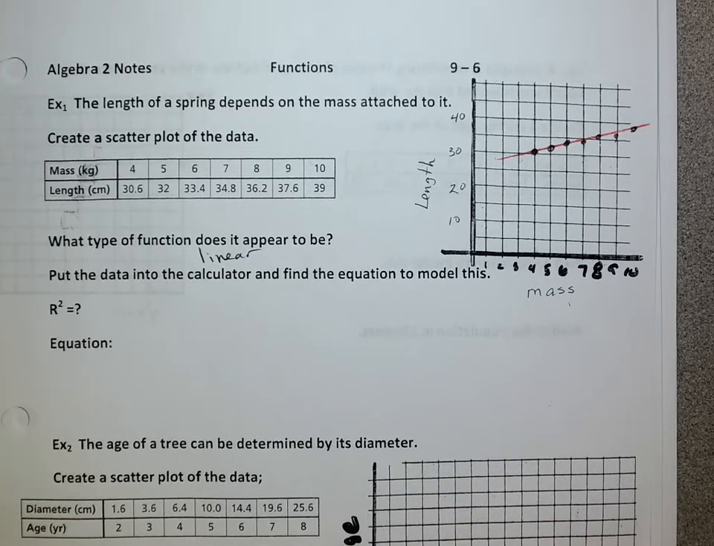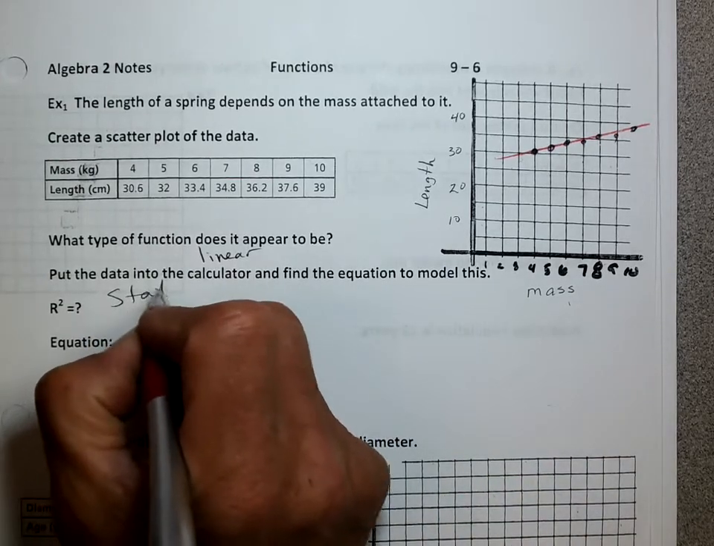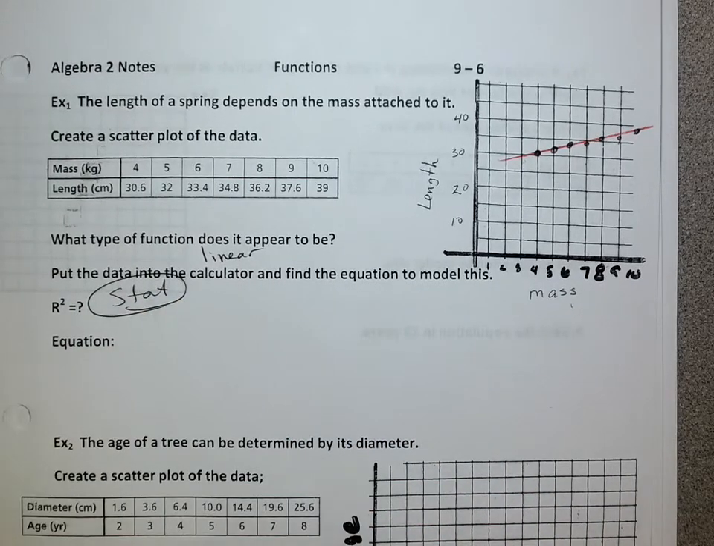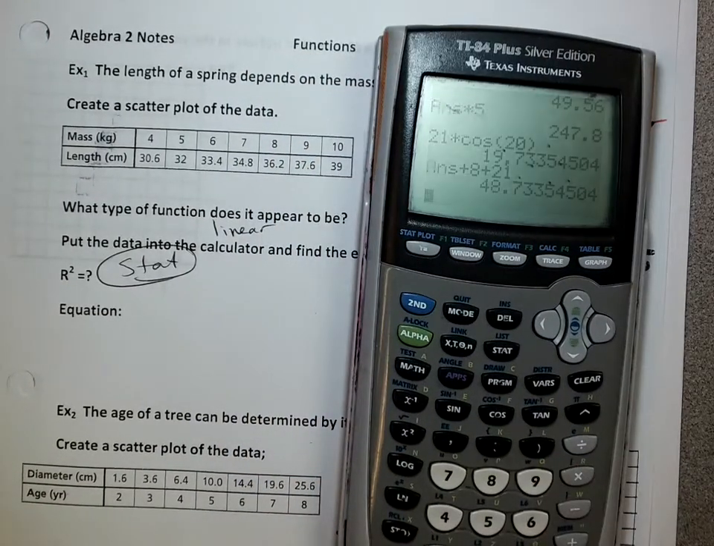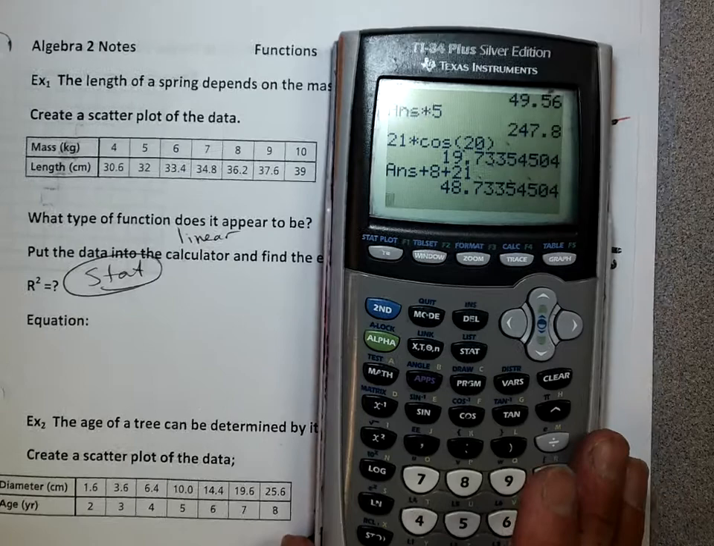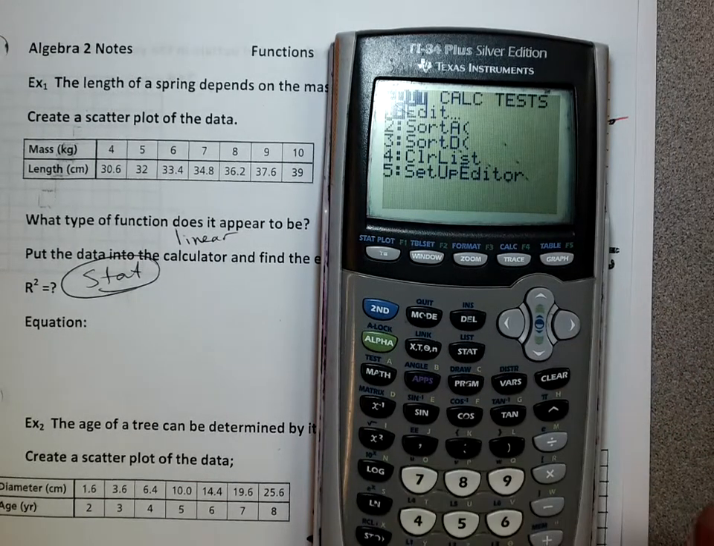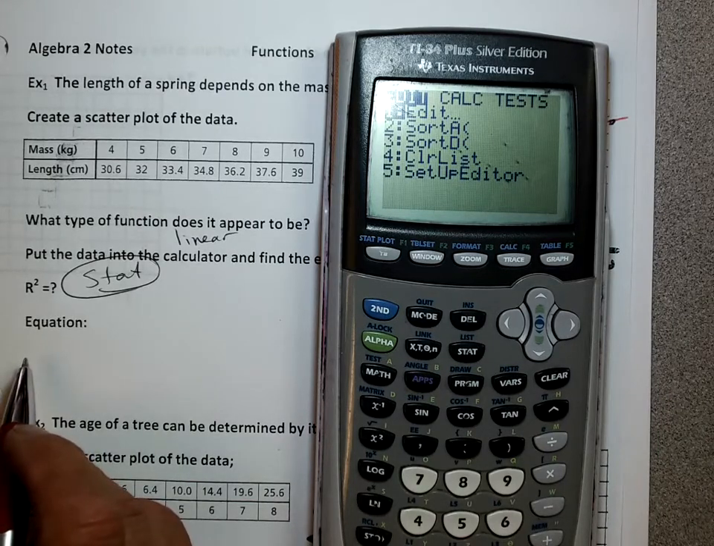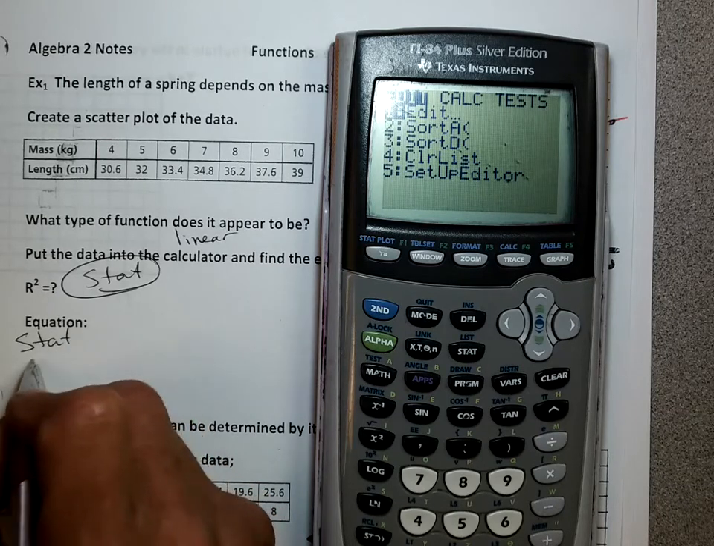or we could let our calculator do it for me, right? So to let the calculator do it, let's put it into stat. If I go to my calculator, I'm going to hit clear. I go to stat. Remember doing this? Stat, edit. Do you want me to write these steps down? Okay, stat. I'm going to edit.